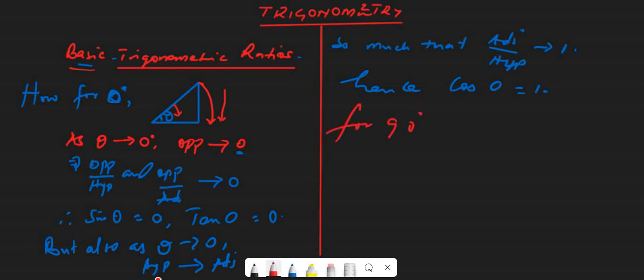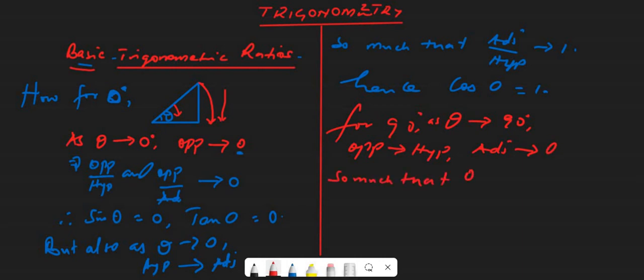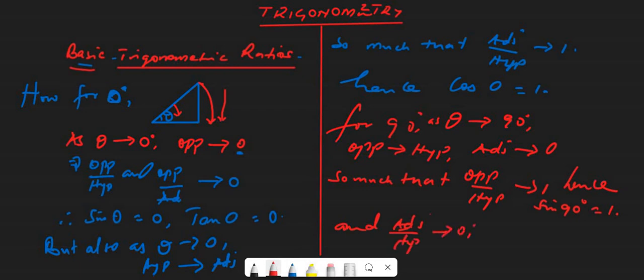For 90 degrees, you realize that as theta tends to 90 degrees, the opposite moves towards the hypotenuse, and the adjacent moves towards 0. So much that opposite over hypotenuse will tend to 1. Hence, sine 90 is equal to 1. And adjacent over hypotenuse tends to 0, so much that cos 90 is equal to 0.